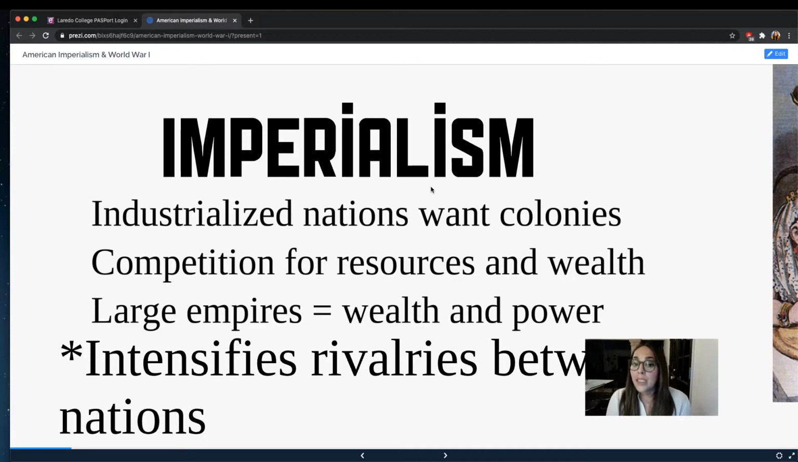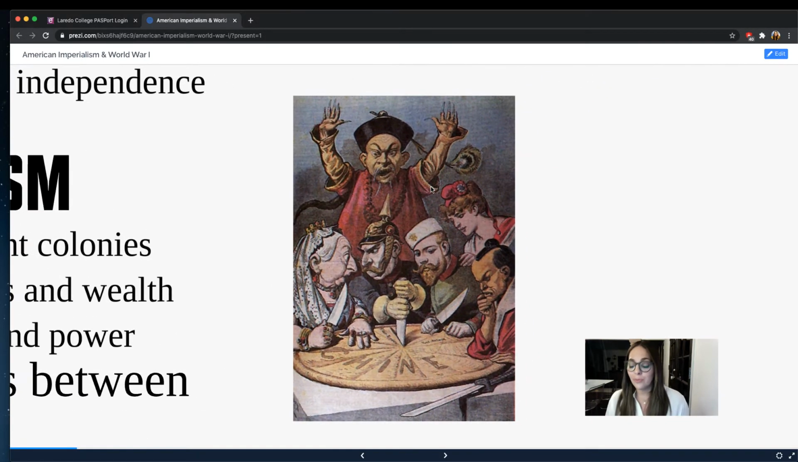So there's all kinds of competition for resources and wealth, that more land equals power, more resources and all of that stuff. The largest empires are the ones with the largest amount of colonies, have the most wealth, have the most power, have the most prestige, have the biggest militaries, and of course, imperialism and the quest for building an empire is going to intensify these long-standing rivalries that go back centuries between some of these older European powers. So imperialism is another reason why these countries are going to go to war in 1914.